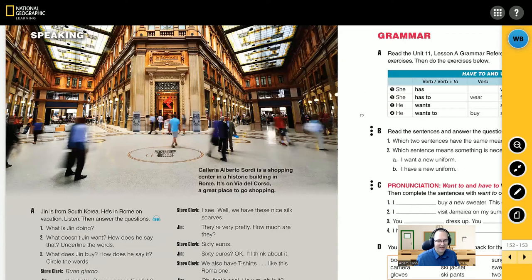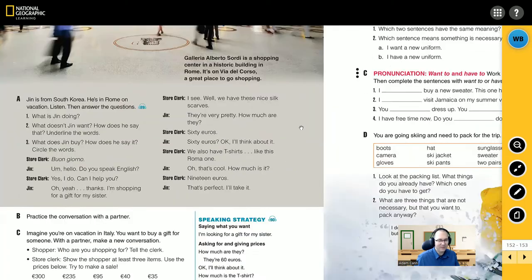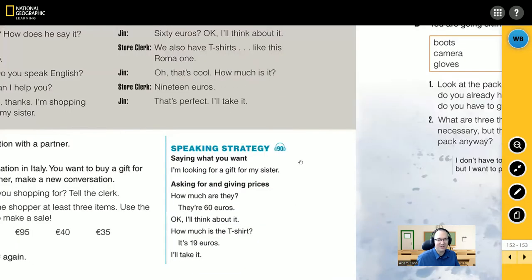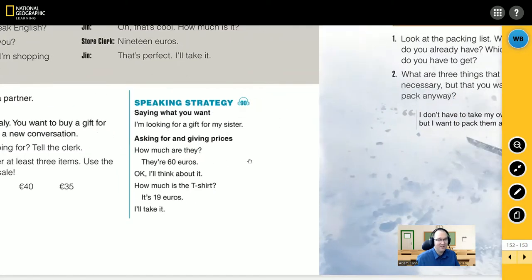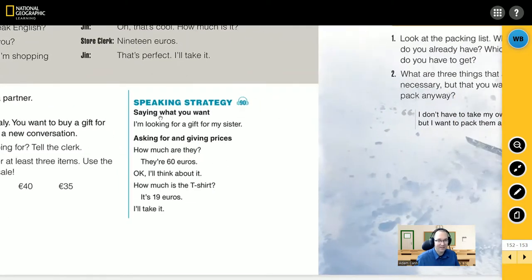This is the speaking activity. And what I like to do first is looking at the speaking strategy first. All right, so first, what they're focusing on here is saying what you want. I'm looking for, yeah, my sister, okay? Or if you're shopping, you could say, I'm looking for a new jacket, or I'm looking for the newest iPhone, okay? So I'm looking for something, asking for and giving prices.